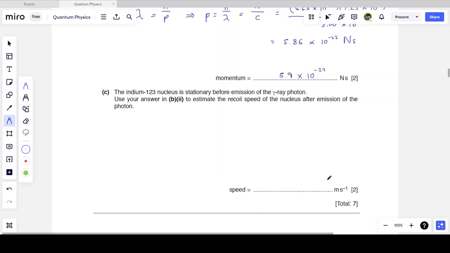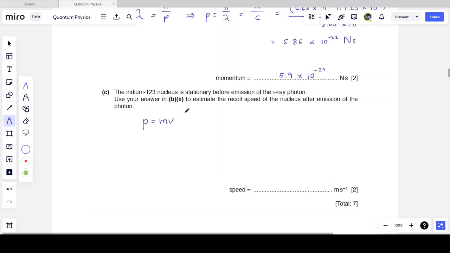Just like the previous question, what does this tell us? The indium nucleus is stationary before the emission of gamma ray photon. That means after it emits the photon, it must recoil backward and have the same momentum as the photon. Why? Because the momentum of the photon and the momentum of the nucleus recoiling must have a total momentum of 0, since before emitting the gamma ray photon, the stationary indium nucleus had a 0 momentum, it wasn't moving.